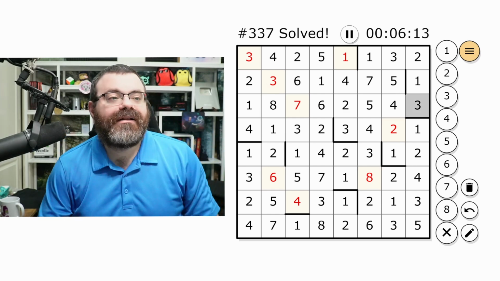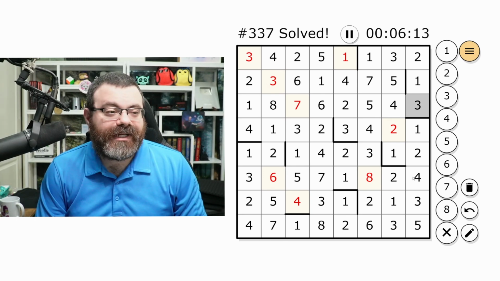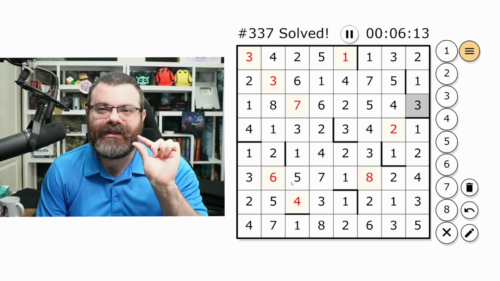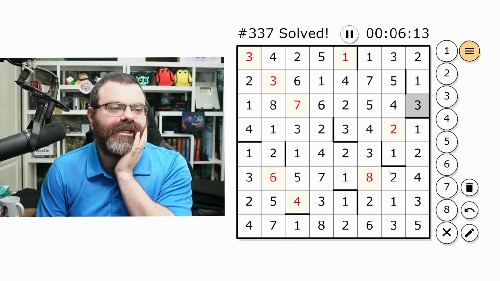Cool. Well, pretty neat puzzle today. I got to use an X-wing, which is fun. Don't know if it was necessary, but it flowed very nicely. But it felt a little bit higher in the challenge level than the previous puzzles in the week.